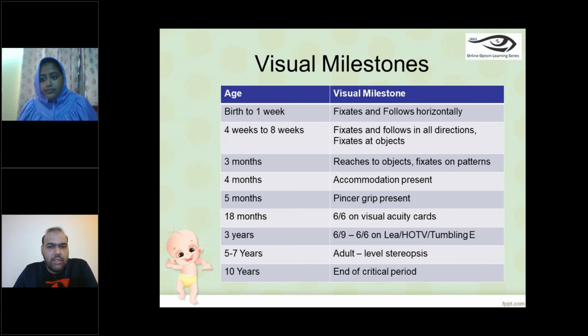Yeah, that's right. This is what the normal milestone with a kid should have. So you need to look for all this. When you have a kid of 3 months old, you must make sure that he reaches to the objects and fixes to the pattern. So these are just guidelines of what a normal kid should have. So you must have an idea about this table.